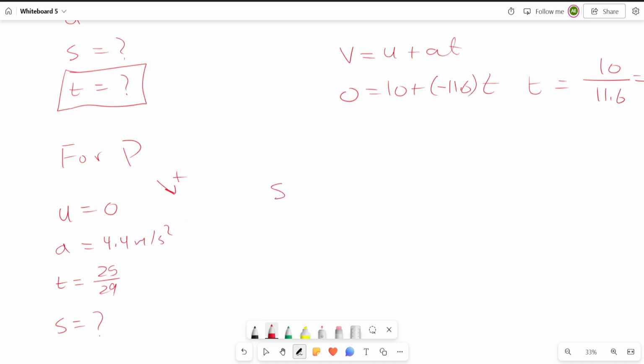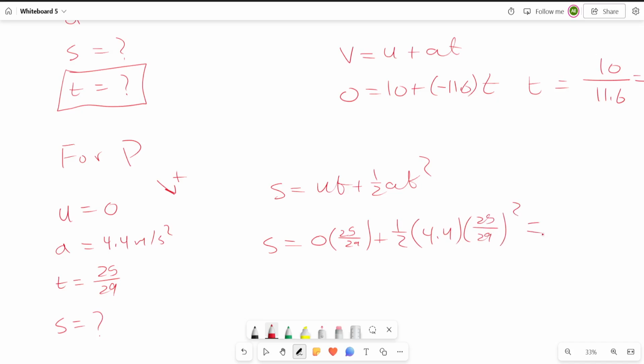So this equation is basically s equals ut plus half at squared. So s equals 0 times 25 over 29 plus half times 4.4 times (25 over 29) squared. So 0.5 times 4.4 times (25 over 29) squared is going to give me a distance of 1.635 meters.